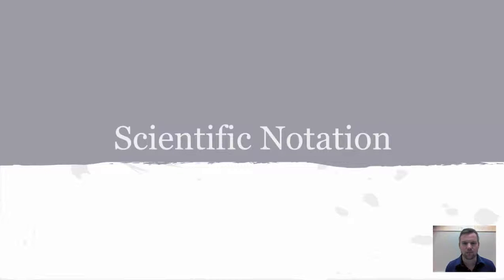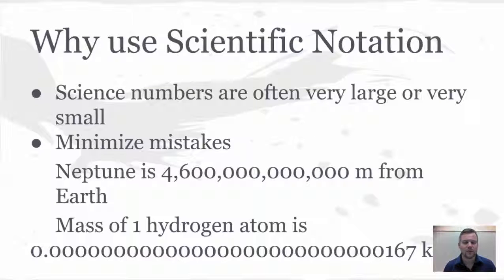Scientific notation. We're going to use scientific notation in our class because oftentimes scientific type numbers are very, very large or very, very small. And when they become so large, it's hard to write them down, or it's tedious, or you have accuracy issues. For example, you can see how far Neptune is away from Earth. There are a lot of zeros there and a lot of place values to keep track of.